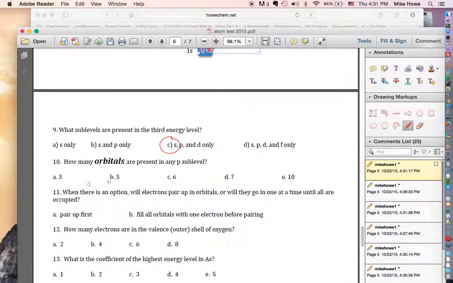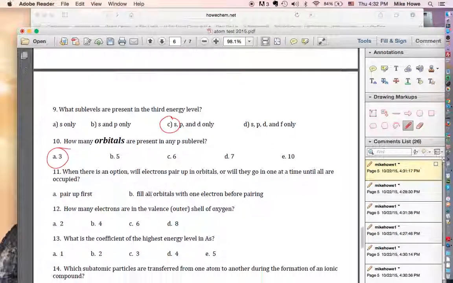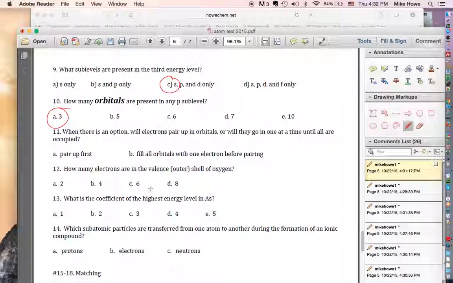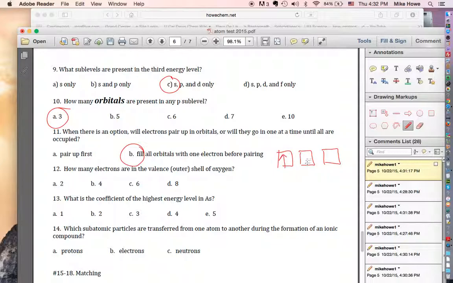So the answer would be 3. Okay, and we talked about if electrons are pairing up in orbitals, will they go in one at a time or will they go in until all are occupied? They fill all orbitals with one electron before pairing. That's what I'm doing when I do this. And I had those 3 p orbitals a minute ago. 1, 2, 3. They don't pair until there's 1 in each box.